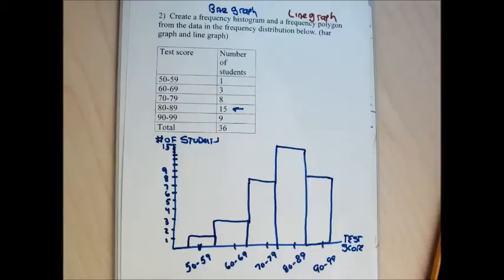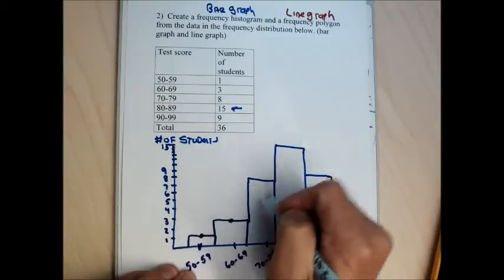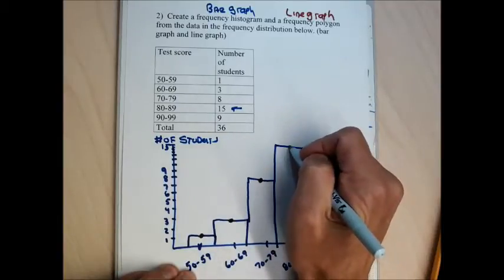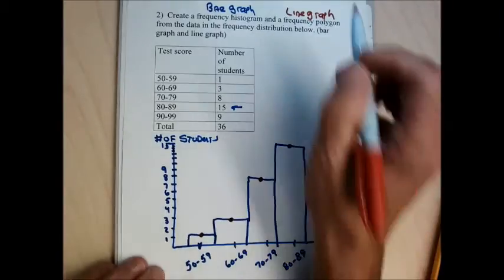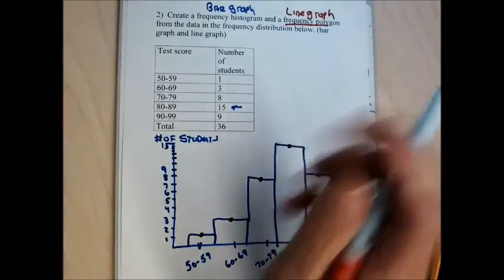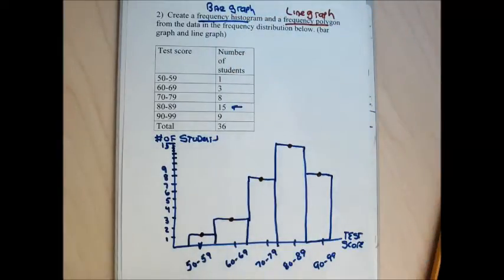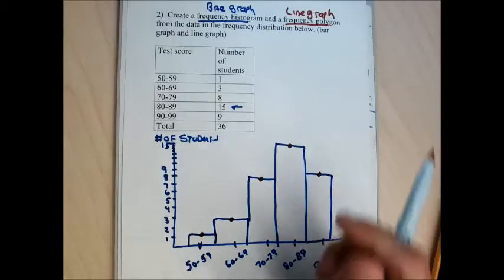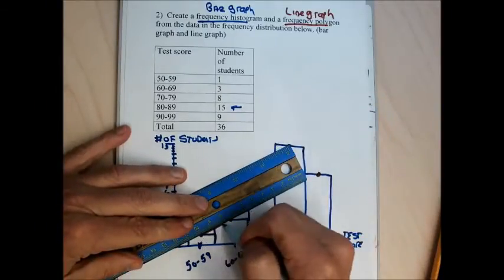Now I'm going to make my polygon, and to do the frequency polygon on the same graph, generally right in the middle of the top of each bar, I'm going to put a dot, and I'm going to connect those. So my frequency polygon is going to be in red, my frequency histogram is going to be in blue. So this is a combination frequency histogram and frequency polygon for this data. Now I'm just going to connect these points.